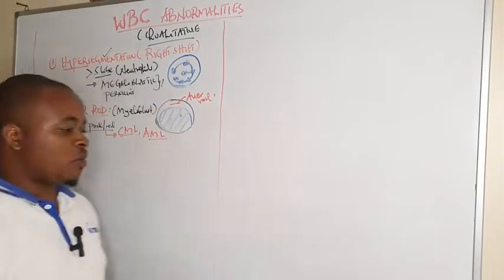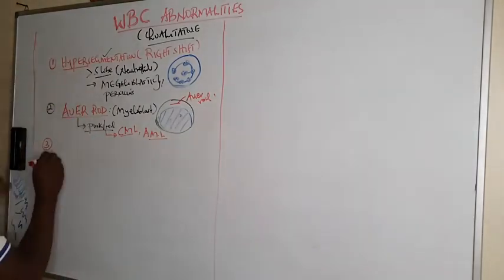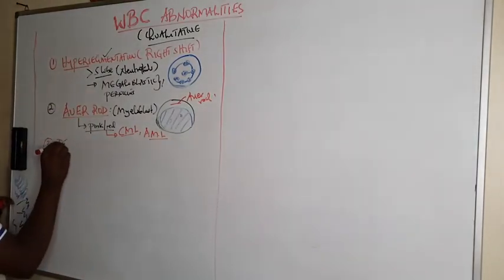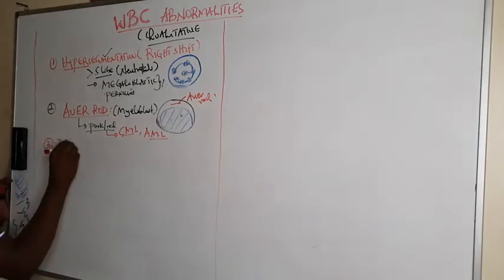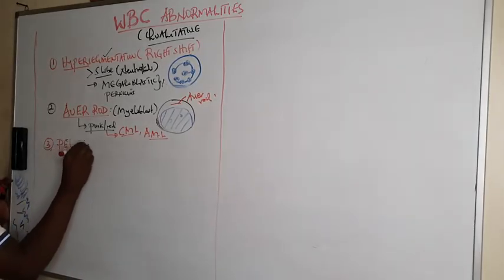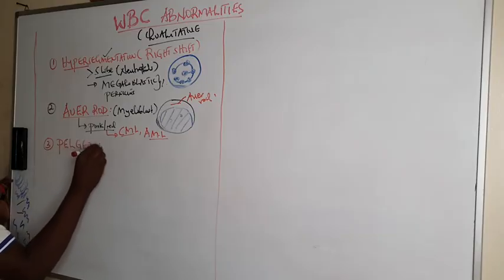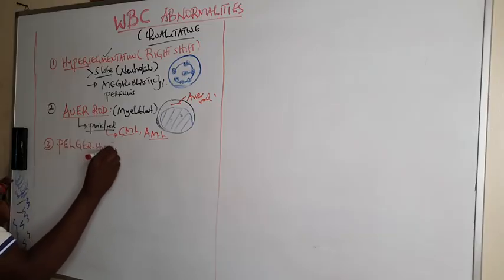Then the third one we can discuss in this session, hope you're going to enjoy this video, is what we call Pelger-Huet cell. Some books call it, we have what we call pseudo-Pelger and Pelger. How does a Pelgerized cell look like? Pelger-Huet anomaly.